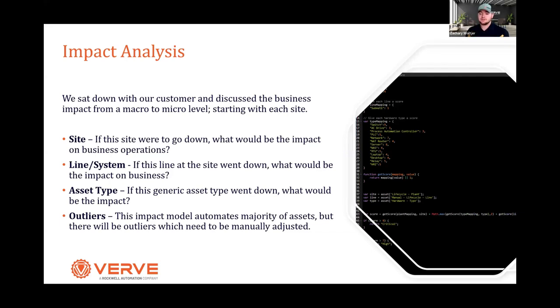Next we look at each of the lines. Depending upon what you're manufacturing or what your infrastructure environment is, you want to look at the lines, look at the systems, and try to quantify them in the same way. If this line were to go down, what would be the business operation or business continuity degradation? How bad would it be for our operations if this went down?